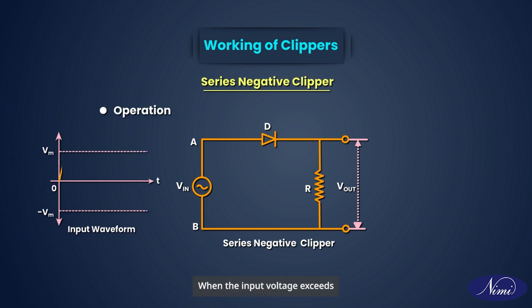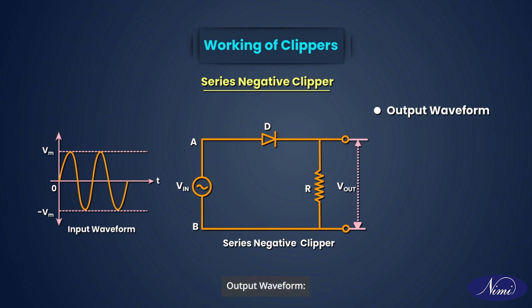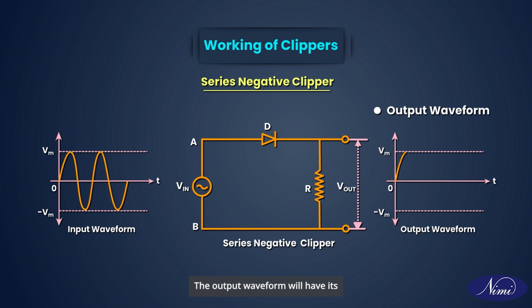Operation. When the input voltage exceeds the reverse bias breakdown voltage, the diode conducts in reverse bias. Output waveform. The output waveform will have its negative peaks clipped. The clipped portion of the waveform will appear flat at this voltage level.